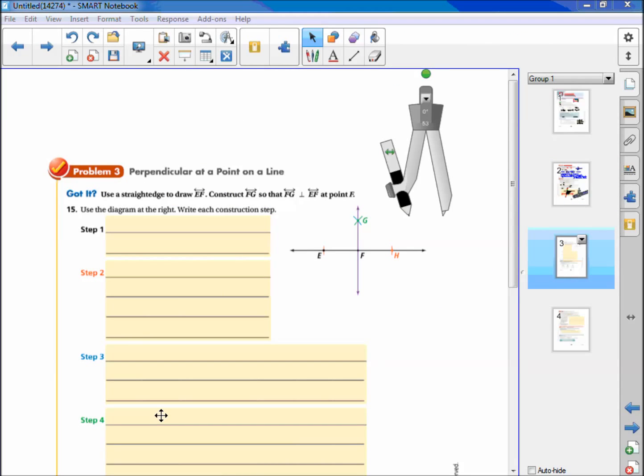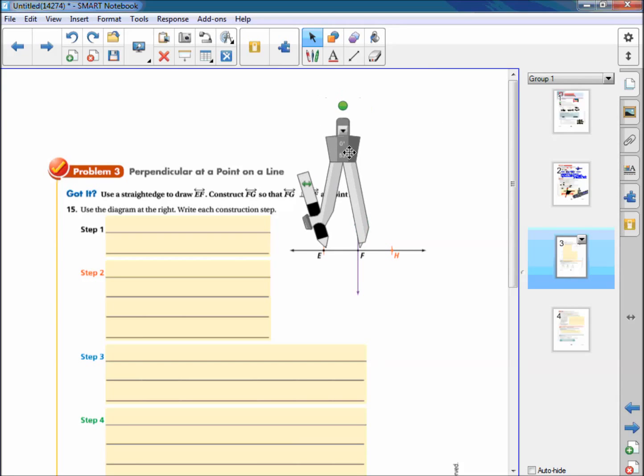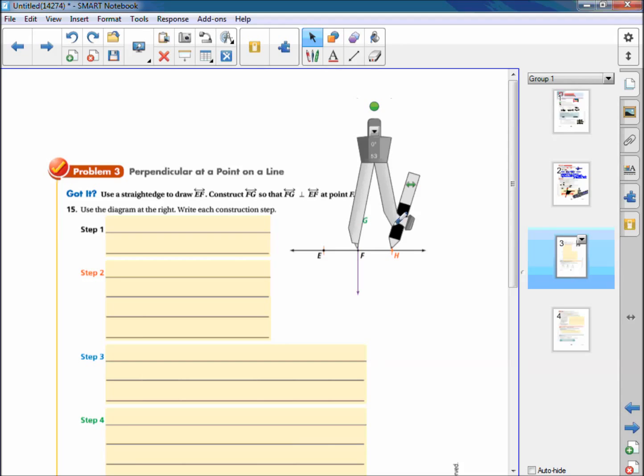Okay, on page 3, problem 3 here, perpendicular at a point on a line. So if we had a line, and like maybe EF here, our job would be to construct FG so that FG and EF are perpendicular to each other at point F, okay? So we want it to be the right angle to go through one of the points we know. So if we just had a line with 2 points on it, we pick one of the points, in this case F, and we would just measure the length from F to E, okay? And then without changing the position of our compass, just flip it around and then make this arc over here.